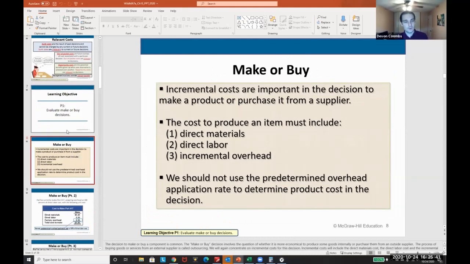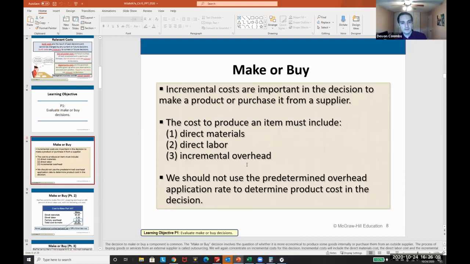So let's go back to the course we're in. And so make or buy. Incremental costs are important in the decision to make a product or purchase from a supplier. So the question here is, do I want to purchase a raw material or purchase a finished good to go into my product, or do I want to build it myself? Right. And so costs include direct material, direct labor, and overhead.